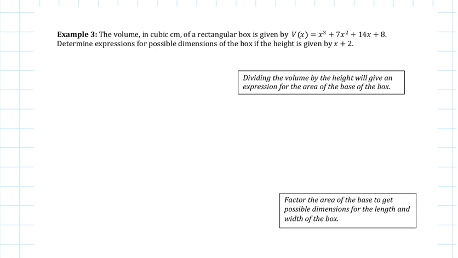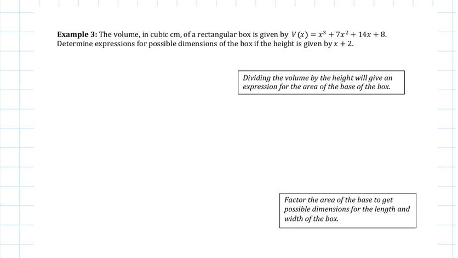Okay, so let's use the long division of a polynomial by a binomial with word problems. The volume in cubic meters of a rectangular box is given by V(x) equals x cubed plus 7x squared plus 14x plus 8. Determine expressions for possible dimensions of the box if the height is given by x plus 2.